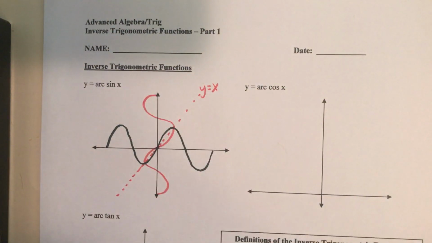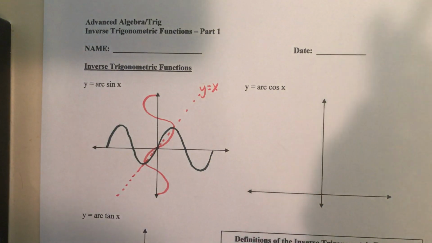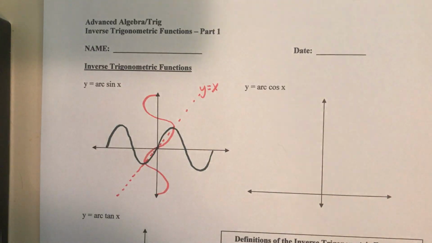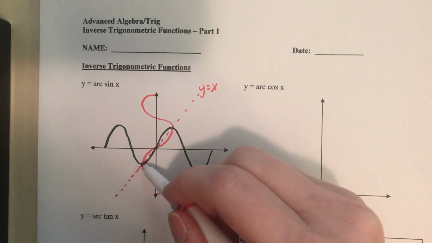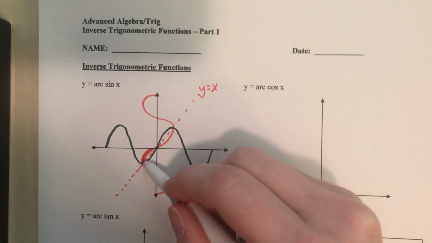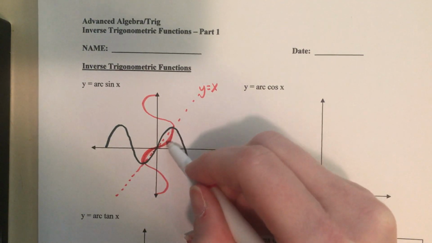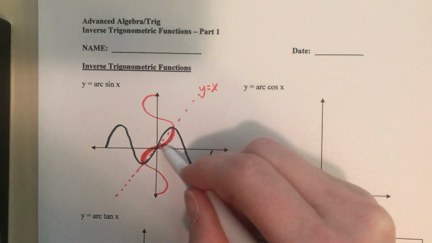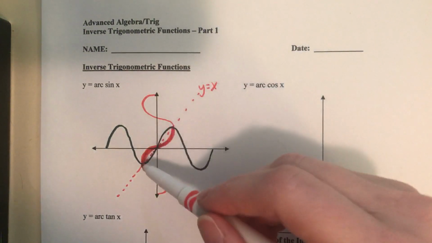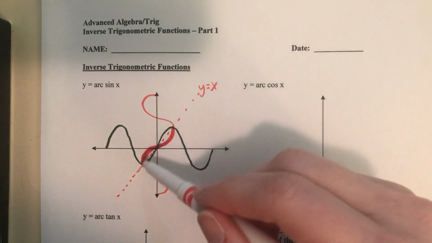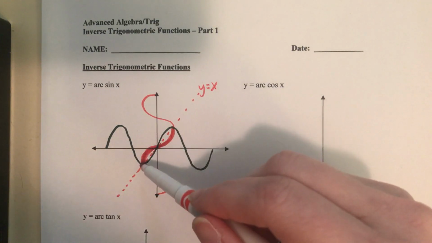The problem with this red line is that it no longer passes the vertical line test. It's not a function anymore. So what we do with this is we just look at a part of it. We're actually going to cut the graph off. We're only going to use this section, and I'm going to darken it right here. So if I just use this section of the graph, this now passes the vertical line test.